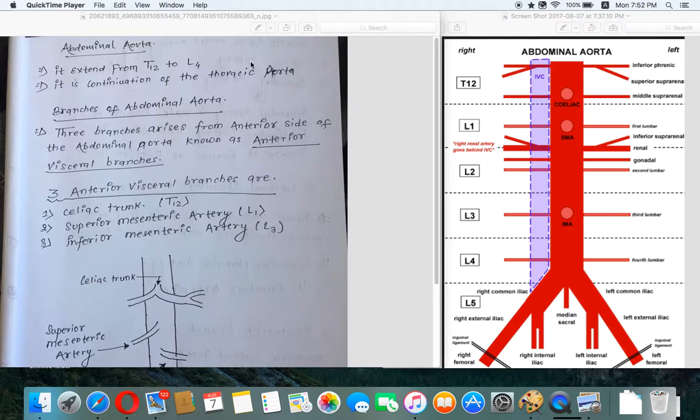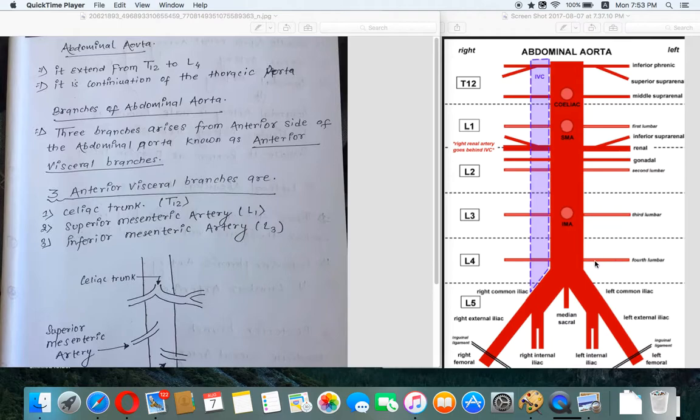So today we talk about the abdominal aorta. It is the continuation of the thoracic aorta. After level T12, the thoracic aorta converts into the abdominal aorta and it extends up to level L4. It means up to here. In this picture we see up to here.